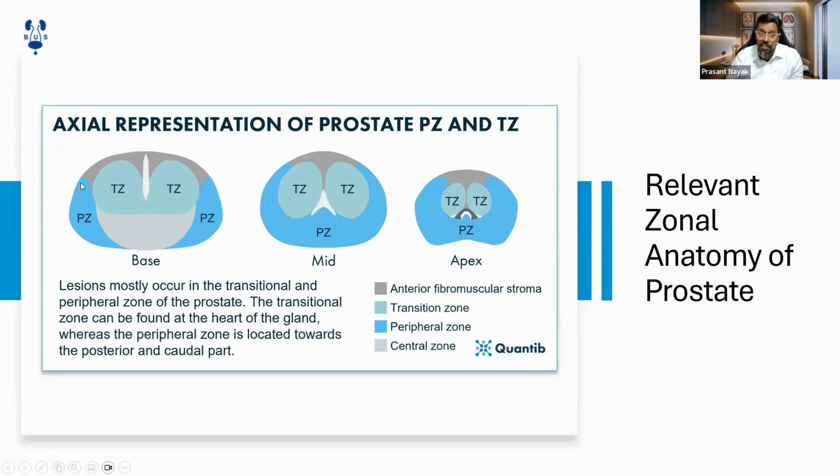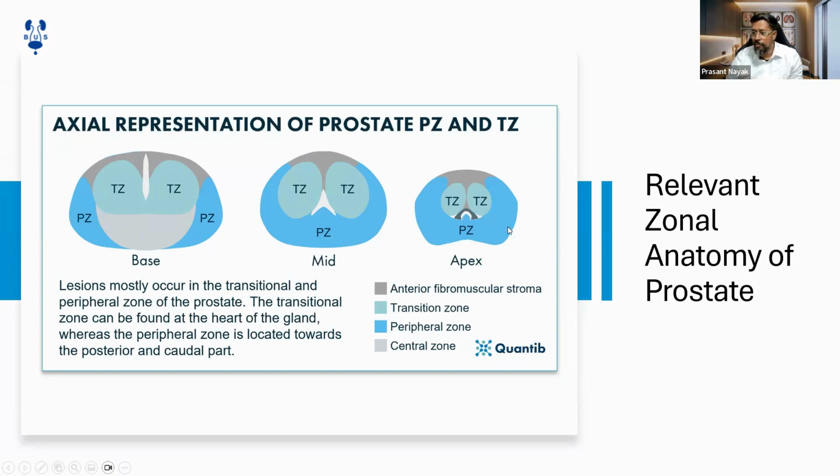So here this is the peripheral zone. This is the urethra. This is the transitional zone. And this gray area on top is the anterior fibromuscular stroma. So this is how it will appear on an MRI. And this light gray area is your central zone. So as we go to the mid part, the central zone will not be there. The entire thing becomes a peripheral zone, transitional zone, and AFS or anterior fibromuscular stroma.